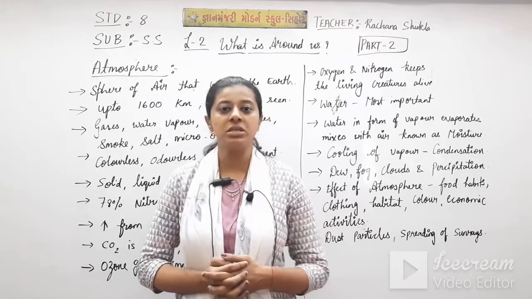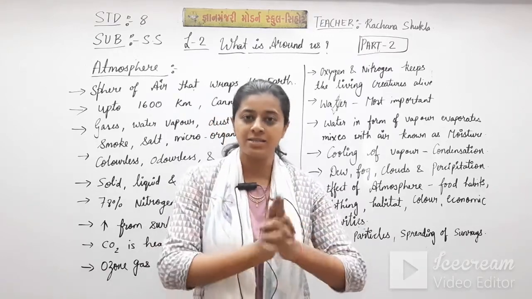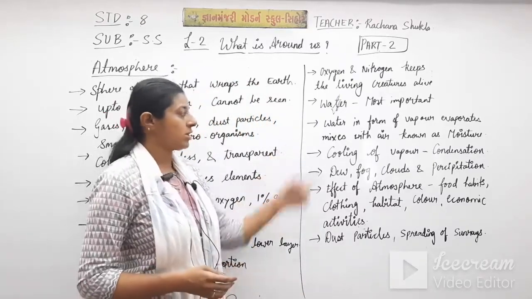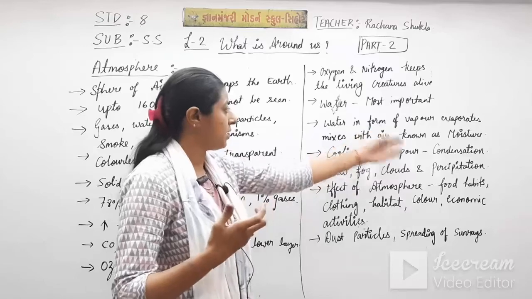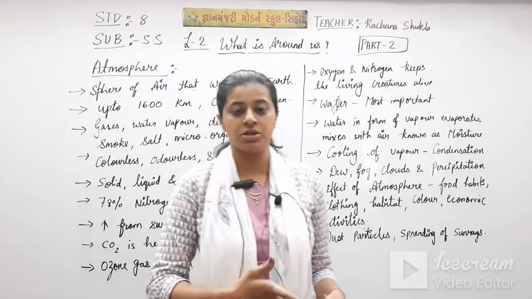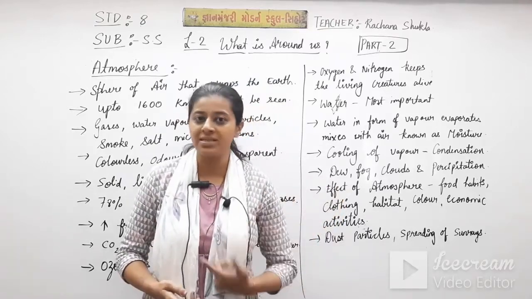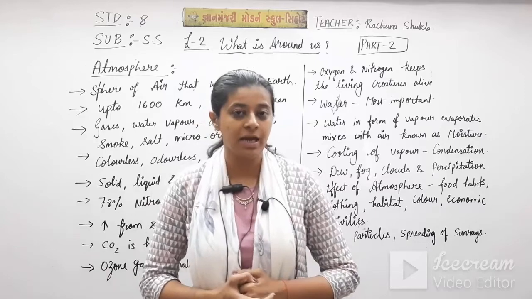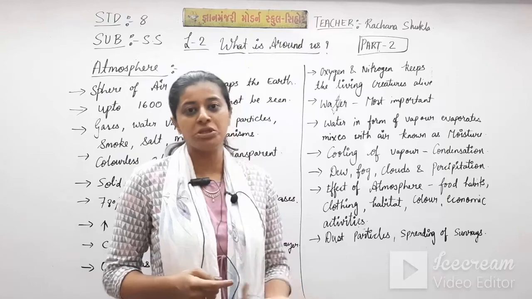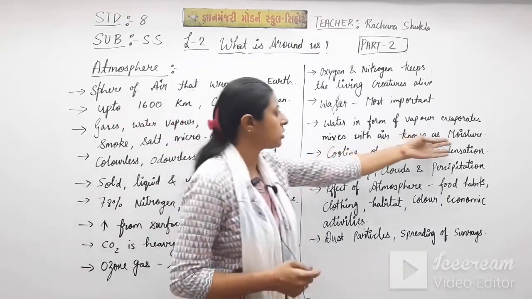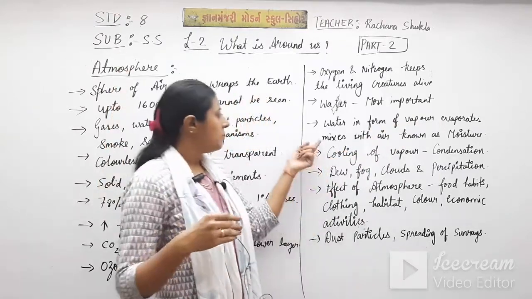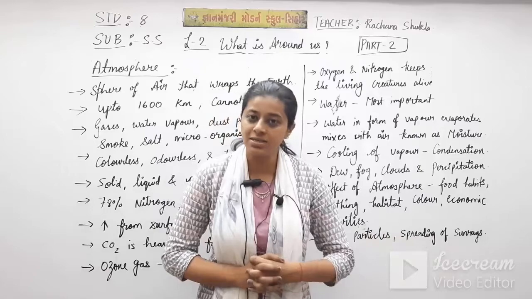Now the next thing, water. Water is the most important component of the atmosphere. Yes, you find water droplets in the atmosphere. Water in the form of vapor evaporates, mixes with the air, and that is known as moisture. Moisture is generally found in the rainy season and in the coastal area. You feel sticky on your skin when there is a high amount of moisture in the air. So what is moisture? Water in the form of vapor evaporates, mixes with air, and that is known as moisture.